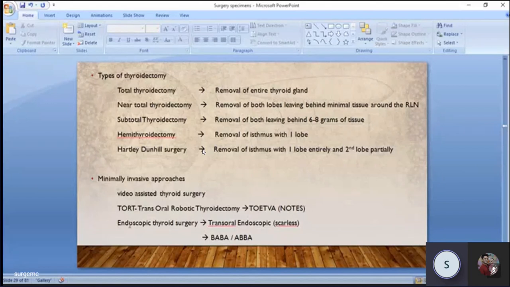Okay, and that is also known as scarless endoscopic thyroidectomy. And endoscopic thyroidectomy, apart from the vestibular approach, can be done from the bilateral axillary breast approach.